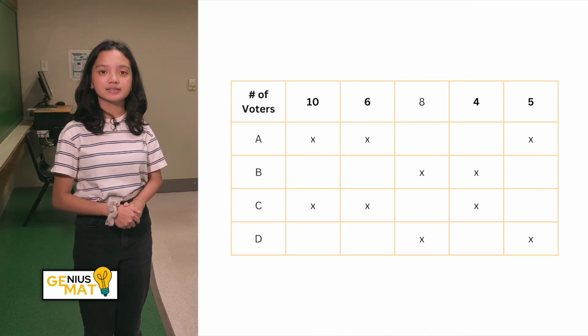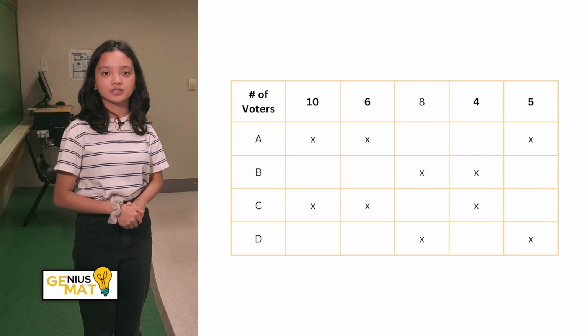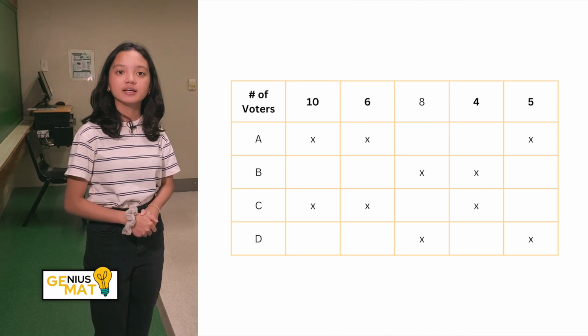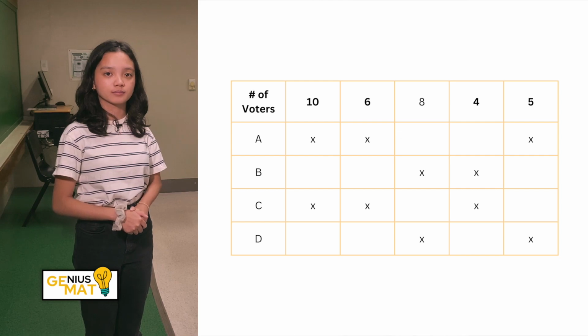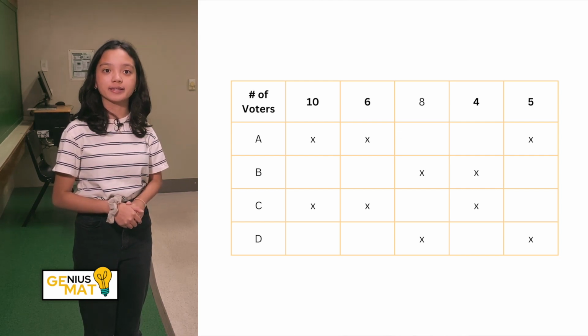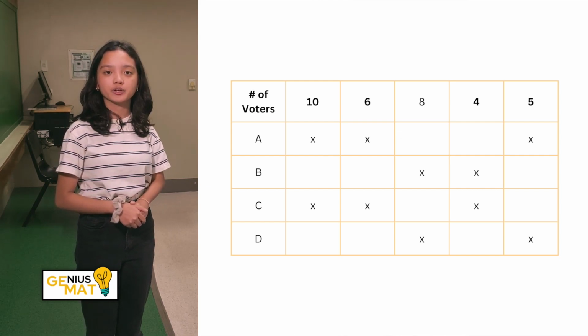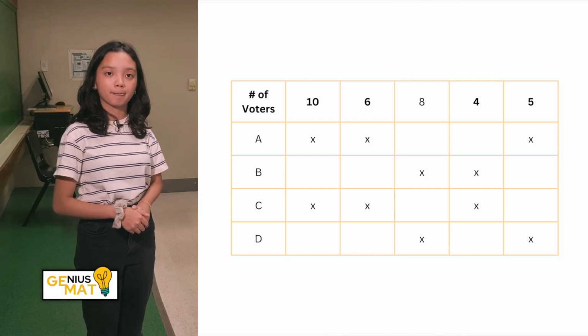As you can see in this table, it already summarizes the results of an approval vote among A, B, C, and D. Each column shows the number of people with a certain approval vote. The approvals are marked with an X. So now, let's find the winner under the approval voting method.